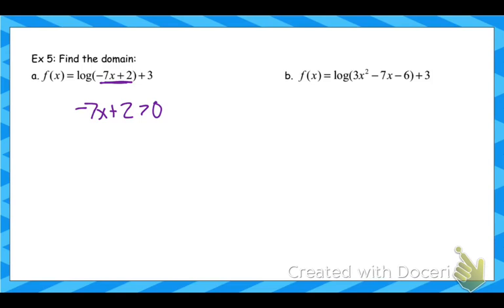So all I have to do now is just solve this inequality. Negative 7x is greater than negative 2. So x is, I divide by negative 7, so I'm going to flip that sign. x is less than 2/7. I can go ahead and write that in interval notation, which would be from negative infinity to 2 over 7. And it is going to be a parenthesis because, again, it can't be 0. It has to be greater than 0.